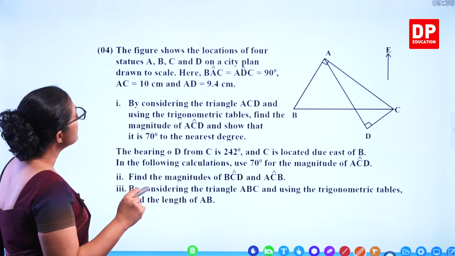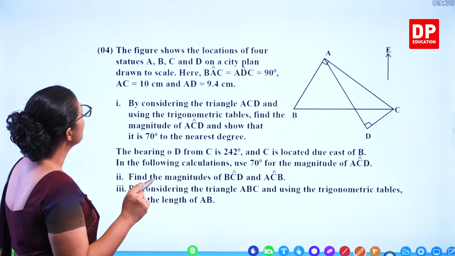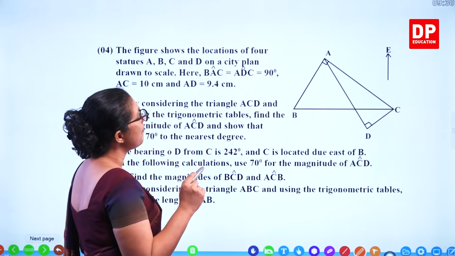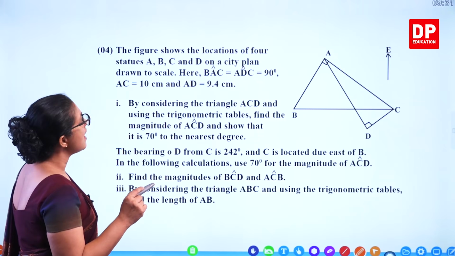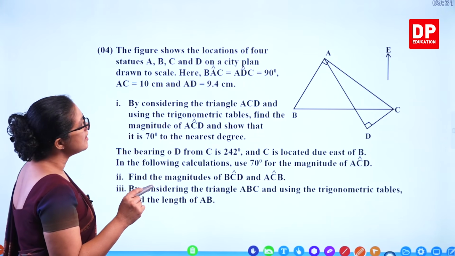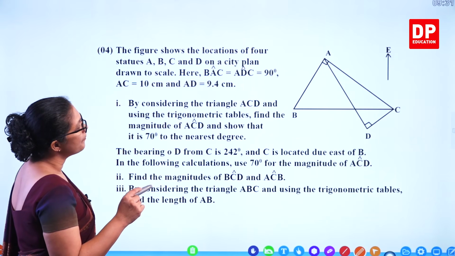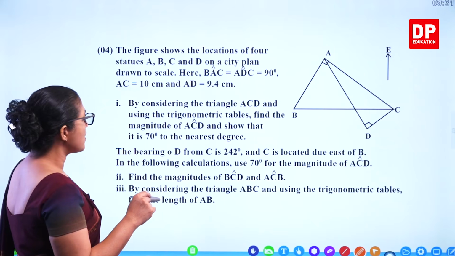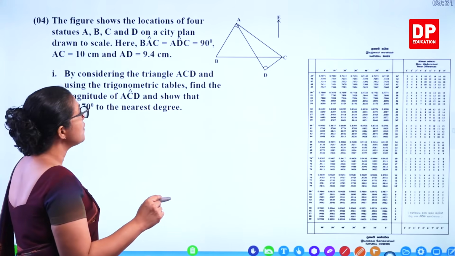The figure shows the location of 4 statues A, B, C, D on a city plan drawn to scale. Here BAC is 90, ADC is 90, AC is 10 centimeters, and AD is 9.4 centimeters. So you get 3 parts here. So we'll do them separately. You take the first one.